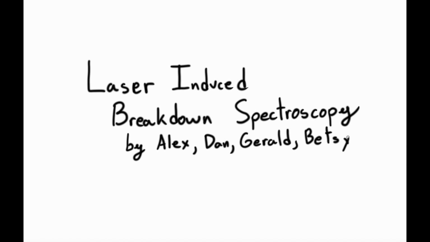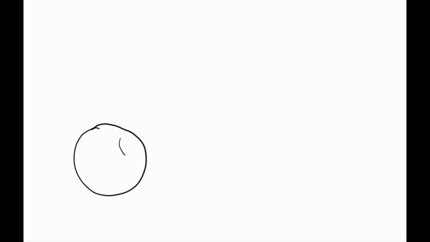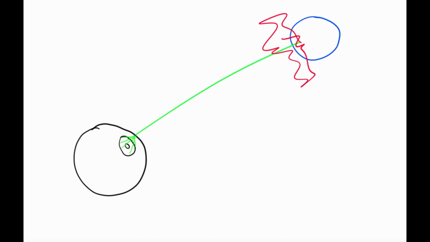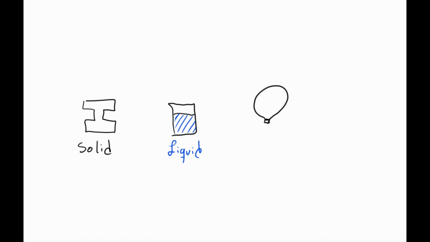Hi guys, today we'll be talking about laser-induced breakdown spectroscopy, or LIBS. As you can probably tell, LIBS is a characterization method that uses high-energy laser pulses to atomize and excite particles in a sample. LIBS is unique in that it allows researchers to analyze and identify chemical compounds and biological materials in all three phases of matter without the hassle of sample prep.